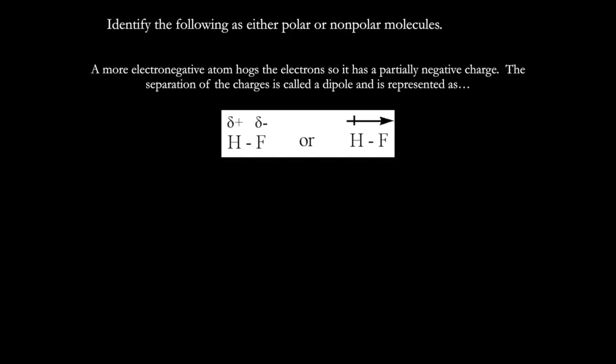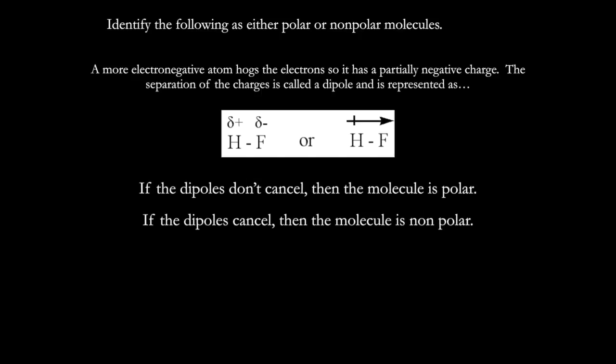Now, in determining if a molecule is polar or nonpolar, if the dipoles do not cancel out, then the molecule itself is going to be polar. So hydrogen and fluorine, that hydrofluoric acid right there, is going to be polar because, as you can see, that arrow, that dipole, is not canceled out. If the dipoles do cancel out, then the molecule is going to be nonpolar.